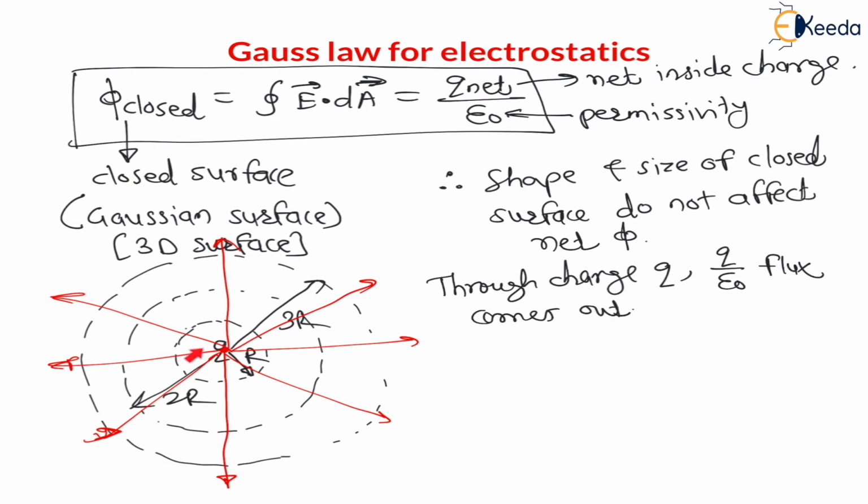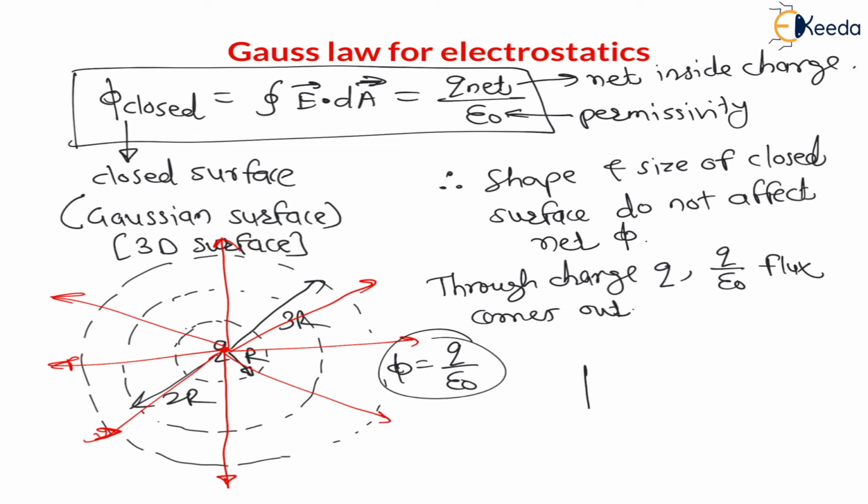Likewise, I can say that q by epsilon naught flux comes out through charge q. Now, at any radius, what is the flux? Phi will be q by epsilon naught. It is independent of radius. Again, it is independent of shape also, my dear students.